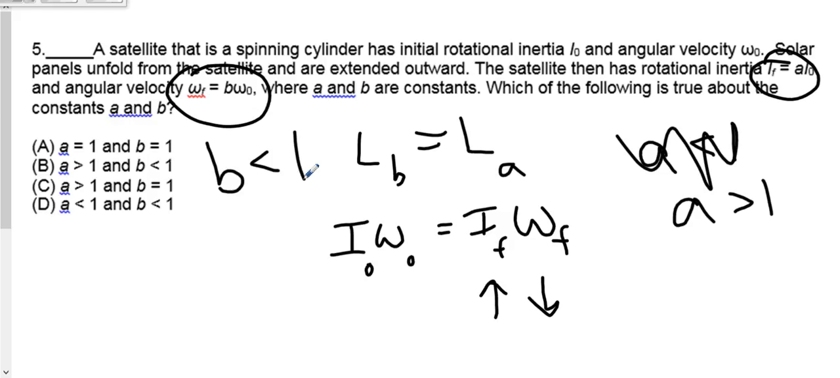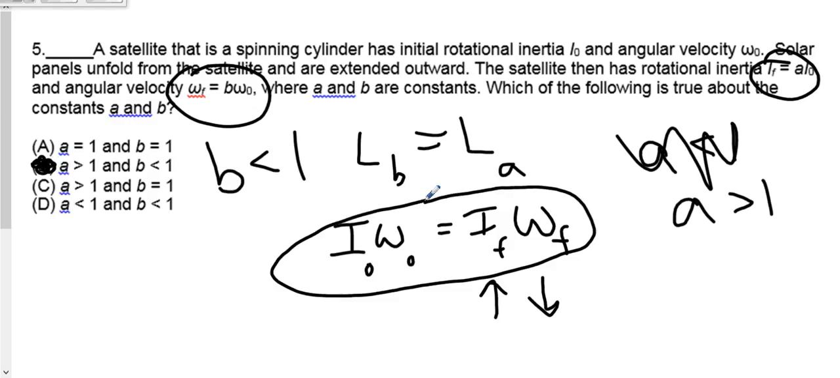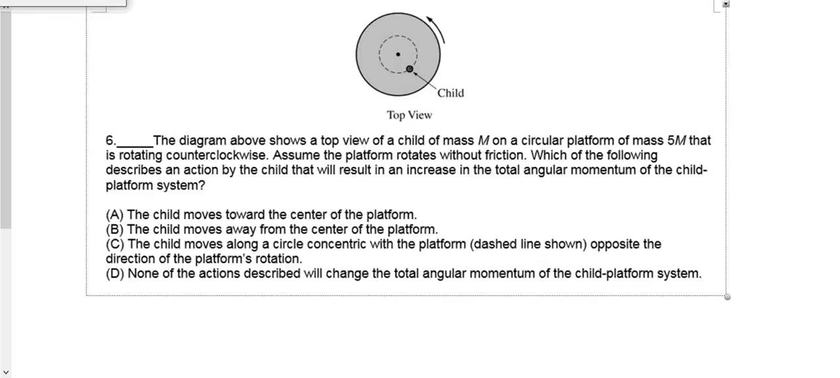So A has to be greater than 1. B has to be less than 1. Two things to know here. One, mass goes further from the axis of rotation, more rotational inertia. Two, more rotational inertia means less angular velocity because the total angular momentum has to be the same before and after they extend those panels.